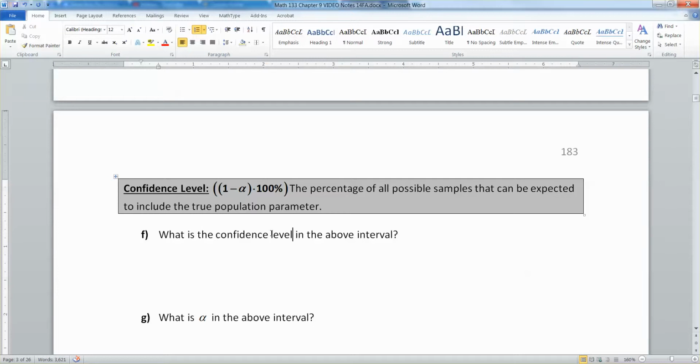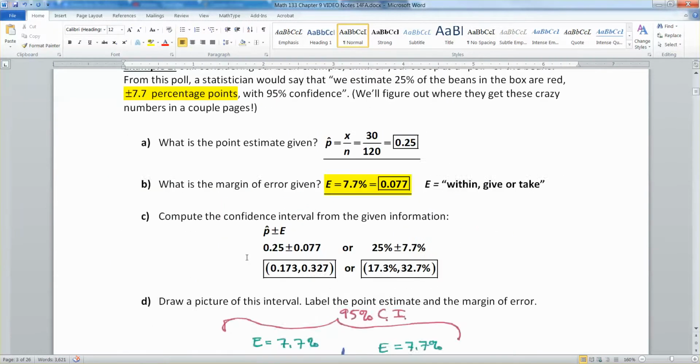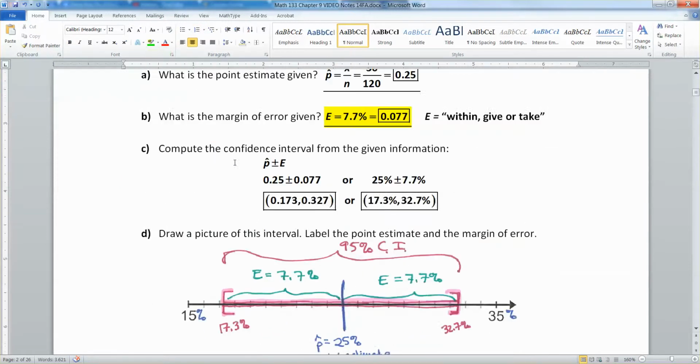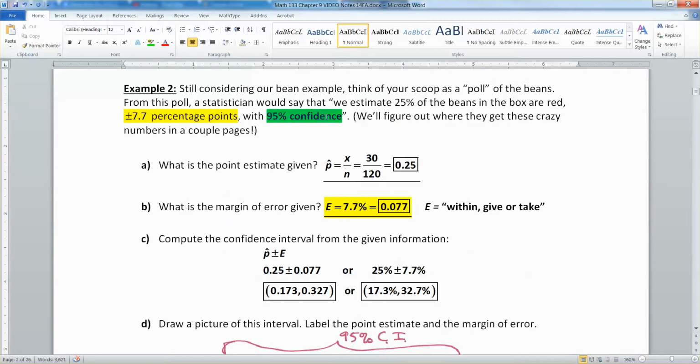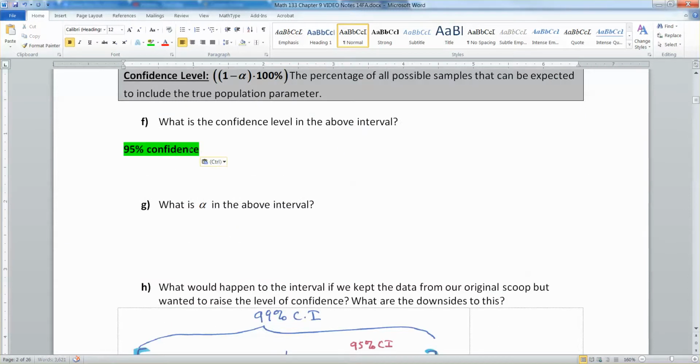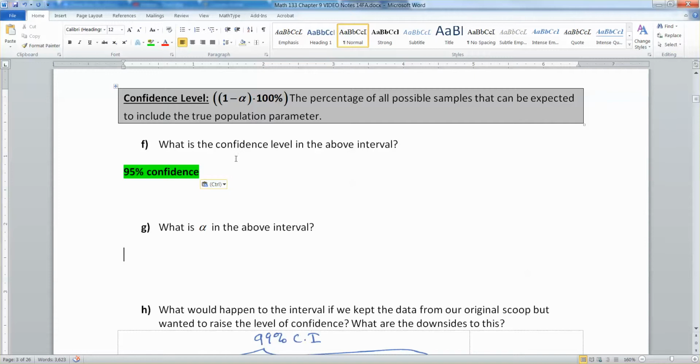So let's look at the confidence level in the interval above. In the interval above, they state right here that it's 95% confidence. See that right there? Okay, so that means that we have 95% confidence. All right, so then what is alpha? Alpha is the complement. See how 1 minus alpha would be your percentage of confidence? So that means that alpha is your complement. So let me put that in there.